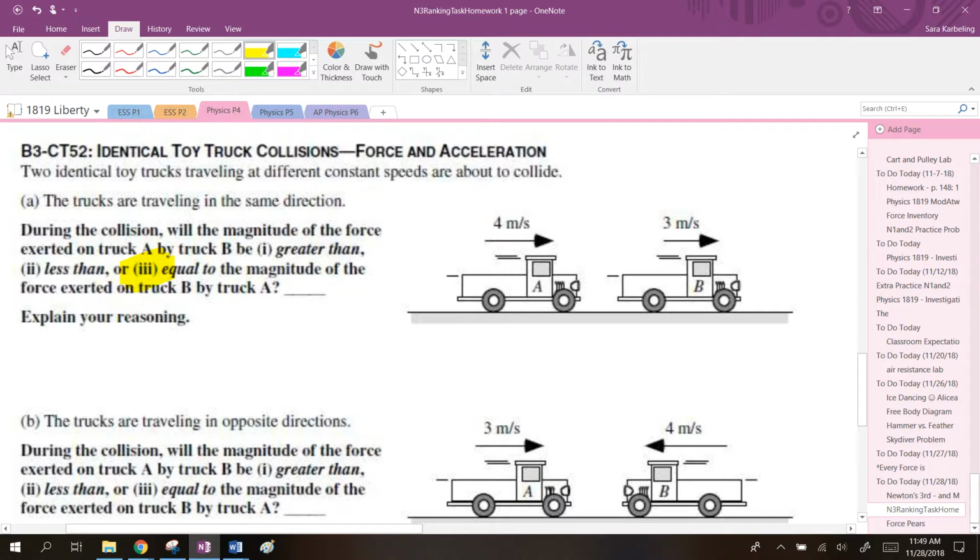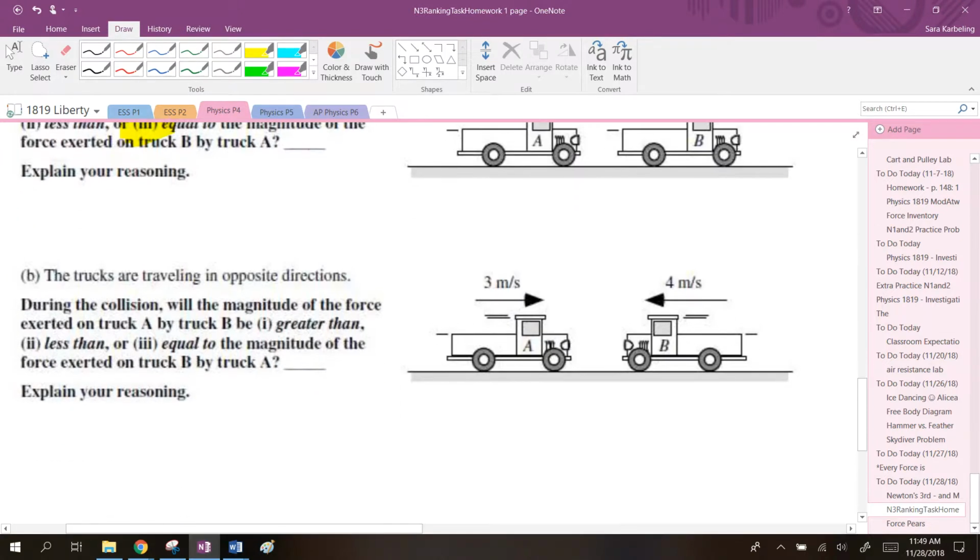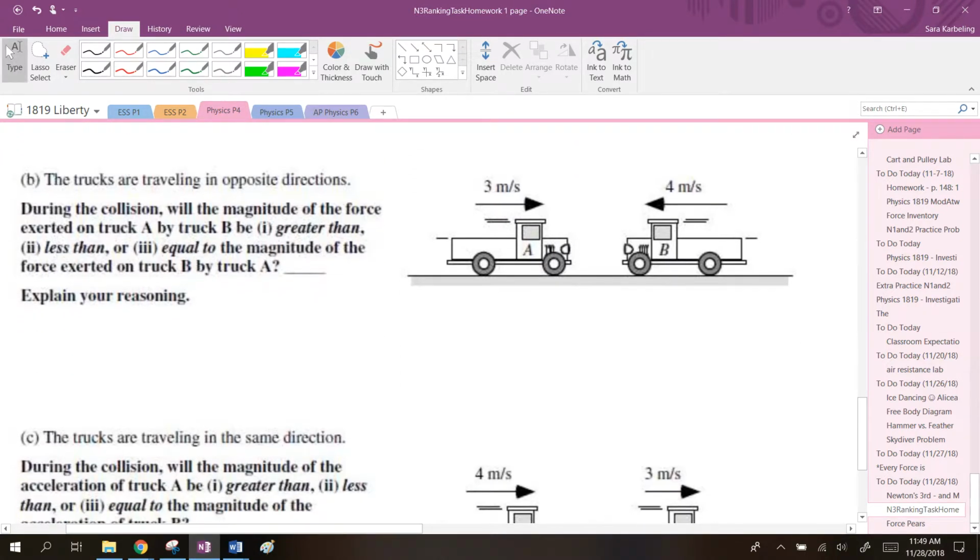Boom. Make sense? F of B on A equals F of A on B. Done. Sweet. All right. Question number B. Who's got B? Stella, you got it? Go.